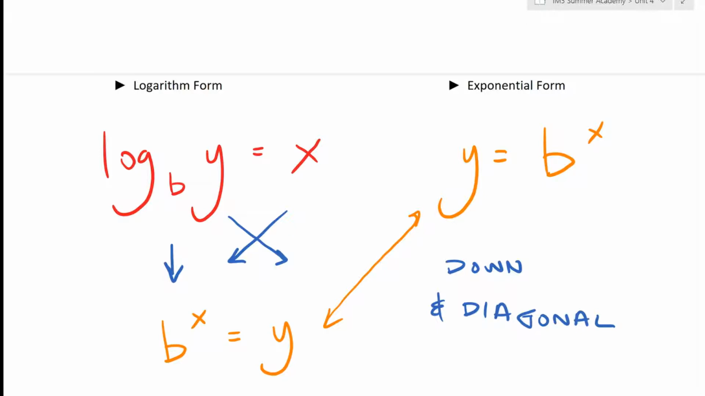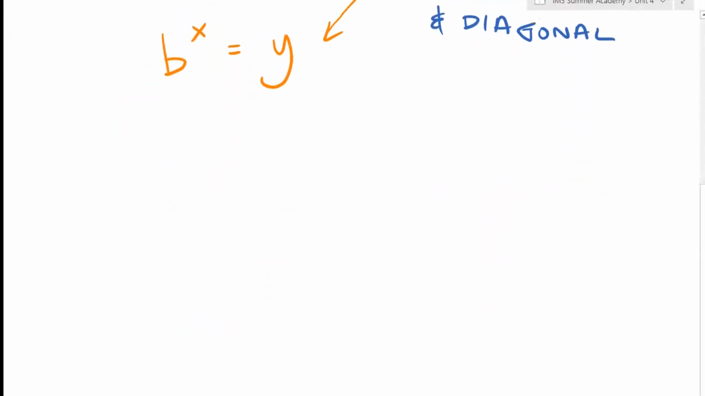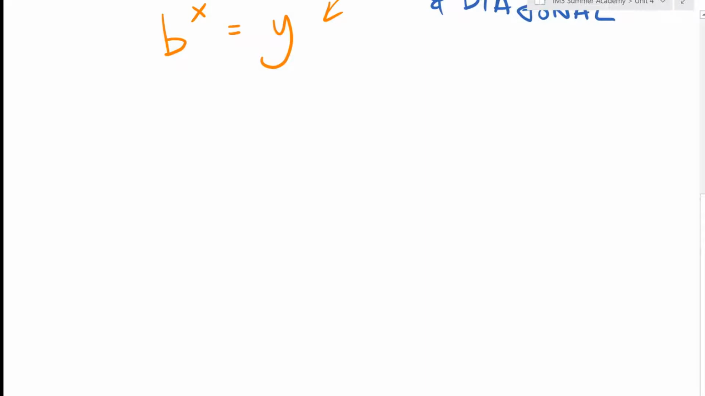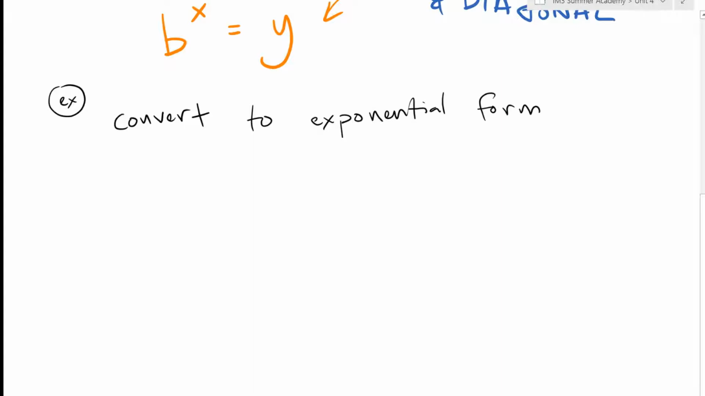So the problems we're going to see will initially tell us to convert from one form to the other. So for example, convert the following to exponential form. And they give us log base 5 of 7 equals x.